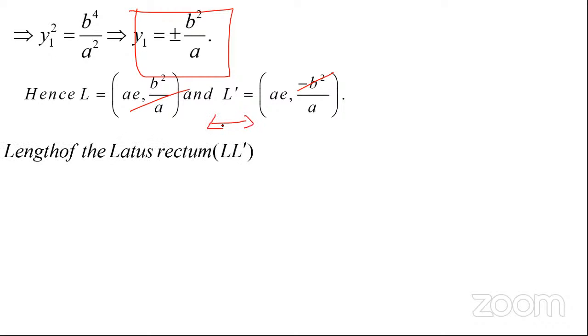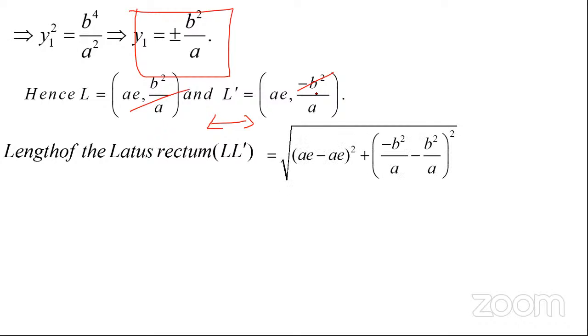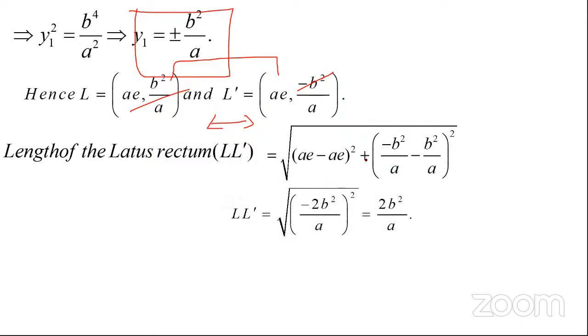Okay, next. The length of the latus rectum is nothing but the distance between these two points L and L dash. That is the square root of x1 minus x2 whole square plus y1 minus y2 whole square. Substituting, ae minus ae whole square is nothing but 0. Similarly, minus b square by a minus b square by a is nothing but minus 2b square by a. Simplifying that, you will get 2b square by a. So the length of the latus rectum is nothing but 2b square by a for the ellipse.